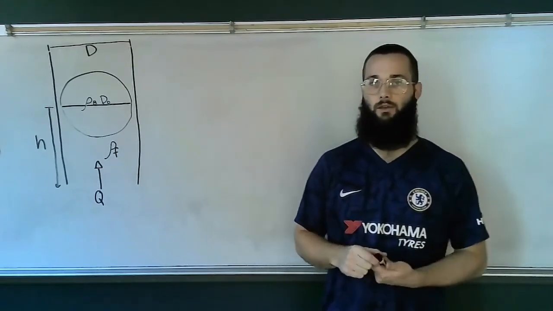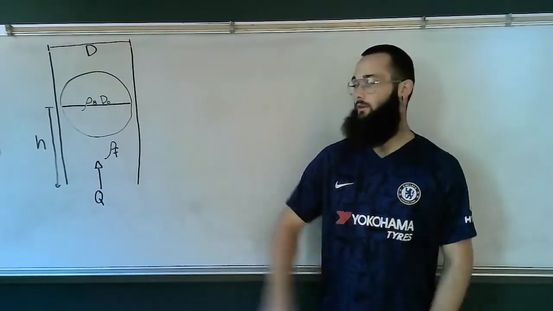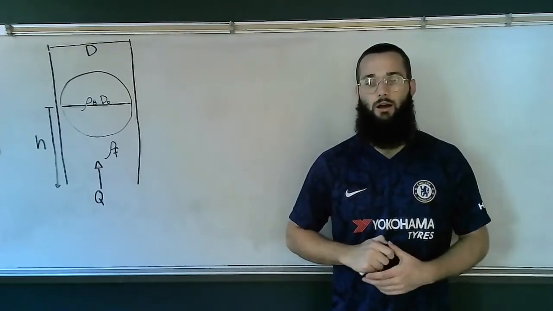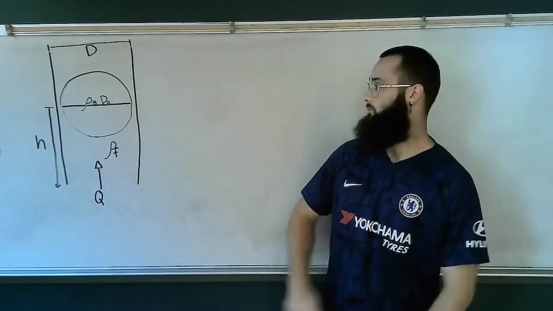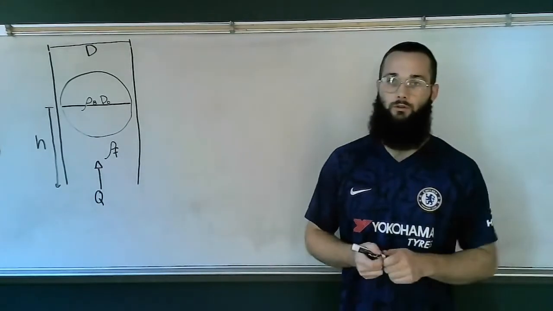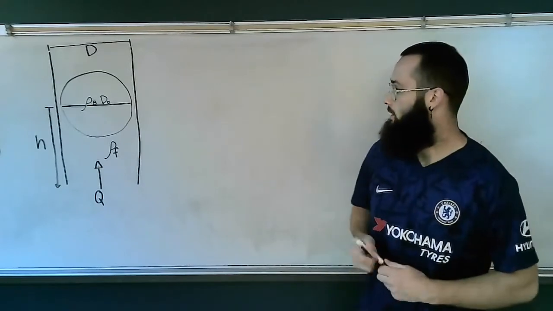Because it's at steady state, we know that the net force on this ball has to be equal to 0. So the first thing that we want to do in order to derive an expression for the volumetric flow rate based on the height of the ball is a force balance on the ball.